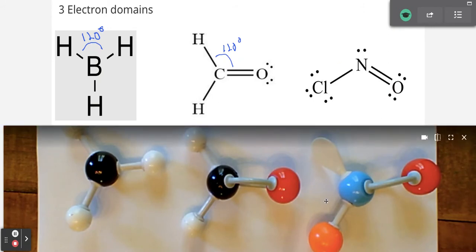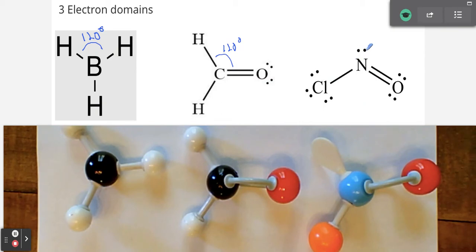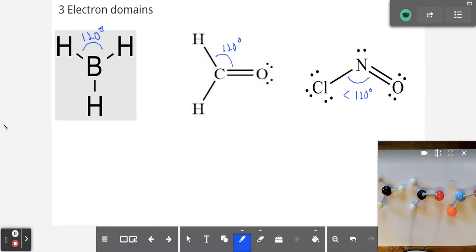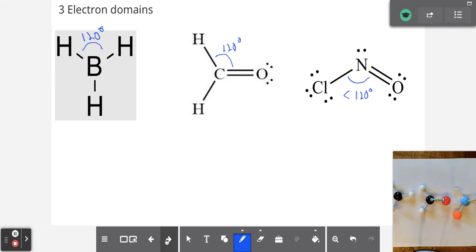Now, when we get over to the NOCl, this is a little bit interesting because what we can say is that the lone pair on the nitrogen pushes a little bit harder than the bonding pairs. And so the bond angle between the chlorine, nitrogen, and oxygen is going to be near 120 degrees, but we're going to say it's a little bit less than 120 degrees, because this lone pair is pushing here and it's pushing here. It just causes the Cl and the O to be a little bit closer together than otherwise. It's about 117 degrees, but you don't have to memorize it. Let's say it's less than 120.